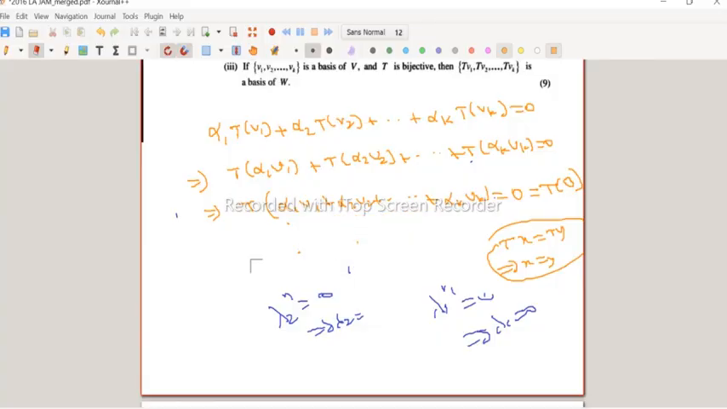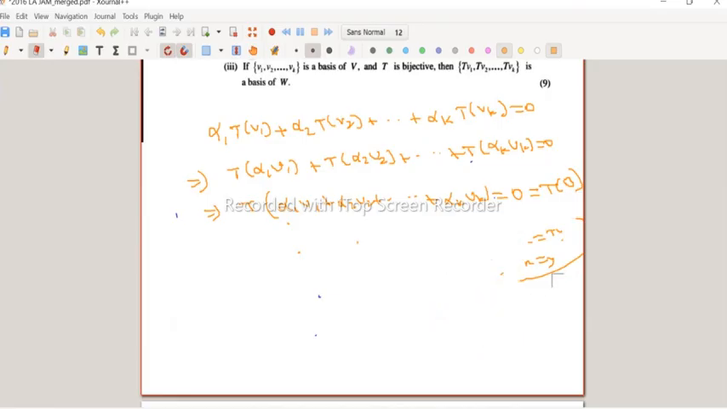So only 0 elements maps to 0. But here we proved that some alpha 1 V1, alpha 2 V2, etc., alpha n Vn maps to 0. Therefore, this element should be 0. Since this element maps to 0, and given that T is 1-1, that means the kernel contains only 0. That means only the 0 element maps to 0, not other elements.